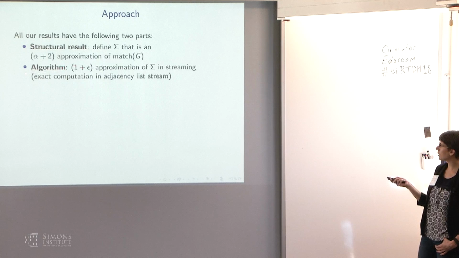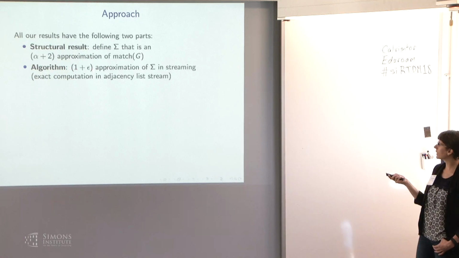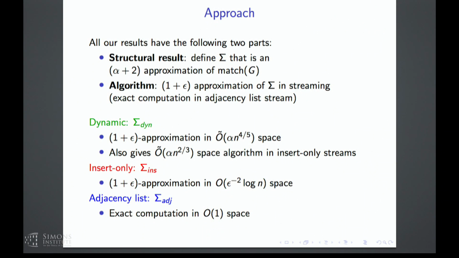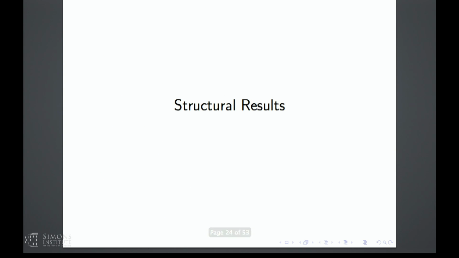And then there is an algorithm, which is a 1 plus epsilon approximation of this quantity sigma in the corresponding streaming model. And for adjacent list streams, we can actually compute it exactly. So I'll be defining these 3 quantities, sigma dynamic, sigma insert, and sigma adjacency, and then show how to compute 1 plus epsilon approximations of the first 2, and how to compute the last one exactly. So let me start with the structural results.